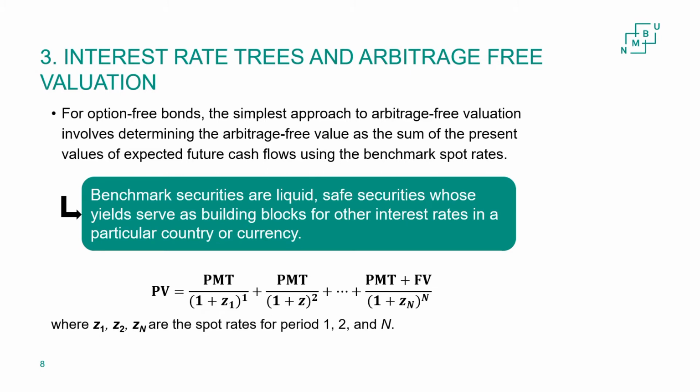And you see here that you just use the benchmark spot rates to discount every payment or cash flow from the bond, and you combine them into the price of the bond. And this price is actually the arbitrage-free value of your bond.